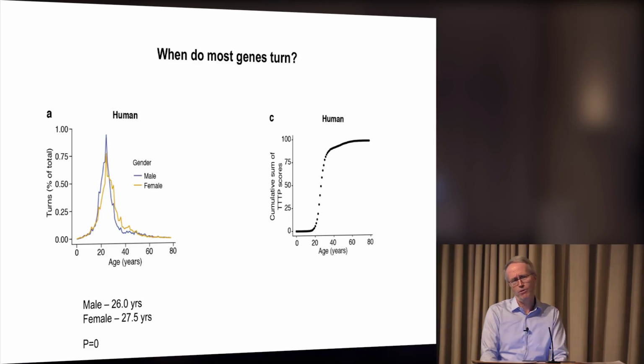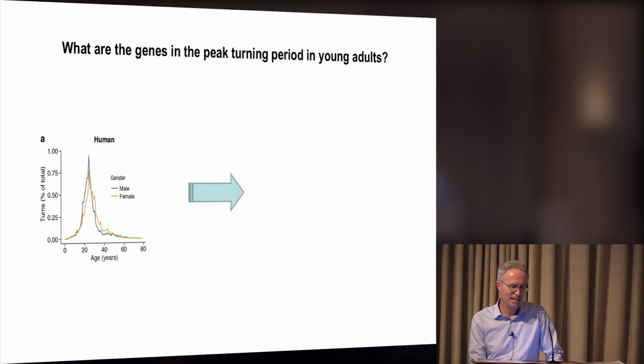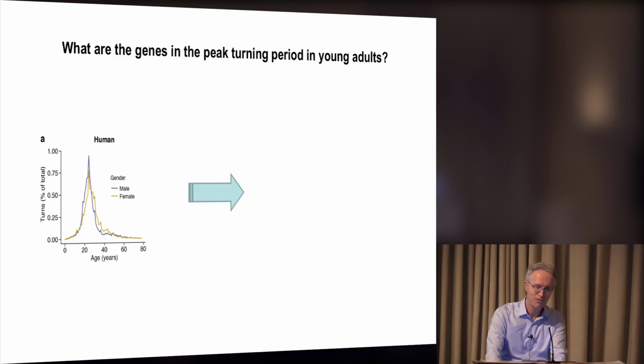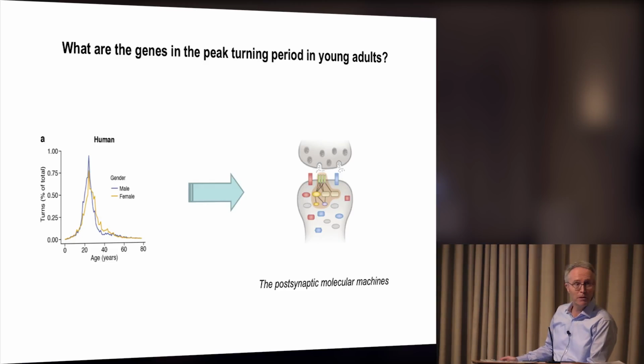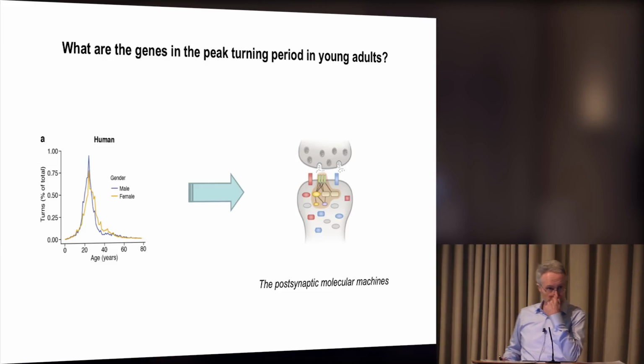So what is that excitement? What is actually going on? What are the genes? And of course, we know all the genes, and we can ask which ones are they? What sort of things do they do? And then we plug all of that in and simply ask what sort of proteins do they encode? And this is what we find. We find, miraculously, it's our old friends, the synaptic proteins in the post-synaptic molecular machines. And that tells you that in the young adult brain, that molecular machinery is undergoing some pretty significant changes.